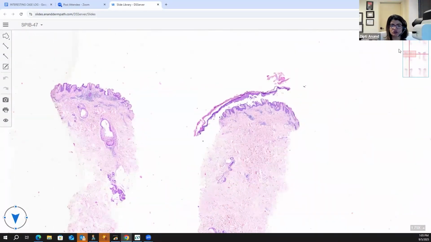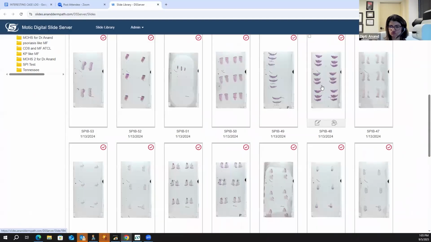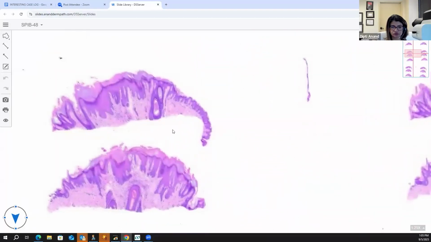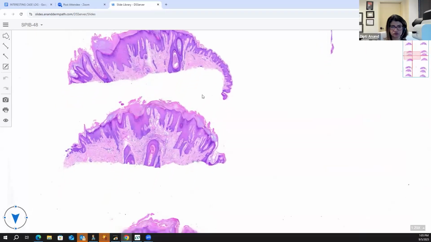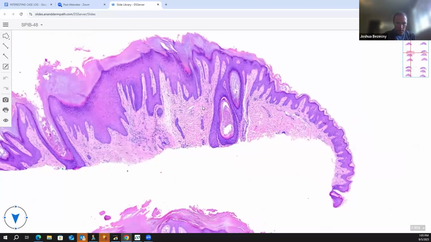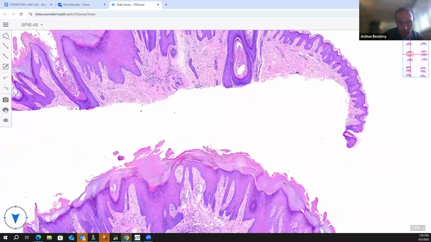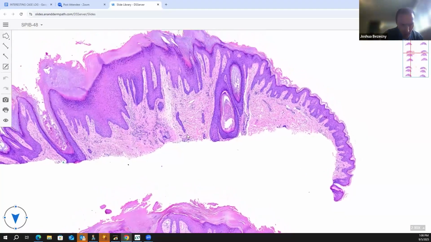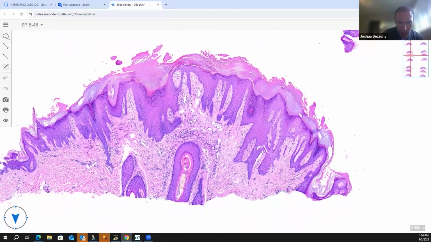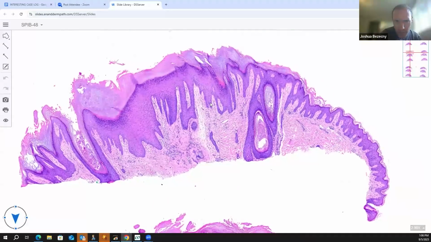Good. Let's go to the next one. I can take this. Looks like there's some compact orthokeratosis, hyperkeratosis, and some irregular acanthosis. And then there's some fibrosis of the dermis too. So I was thinking this was a prurigo nodule.